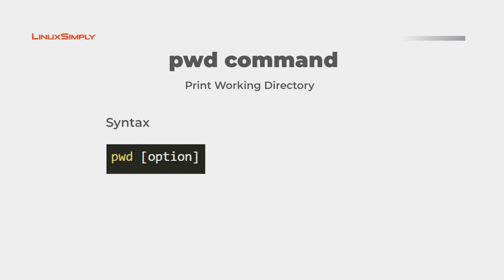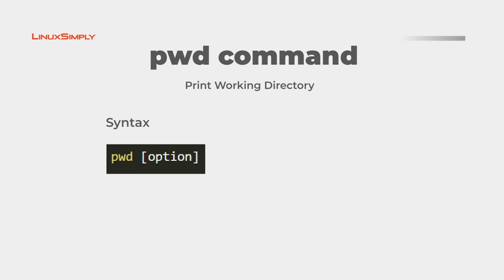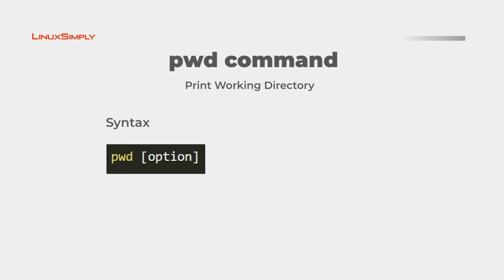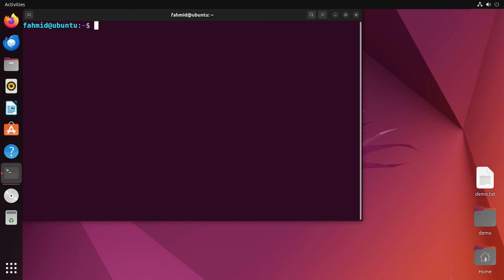Another most useful but simplest command is the pwd command. Pwd is short for print working directory. This command displays the current working directory in your terminal screen. Let's see it in the terminal. To see the current working directory, I will type pwd. As I am currently in my home directory, it displays my home directory in the terminal.